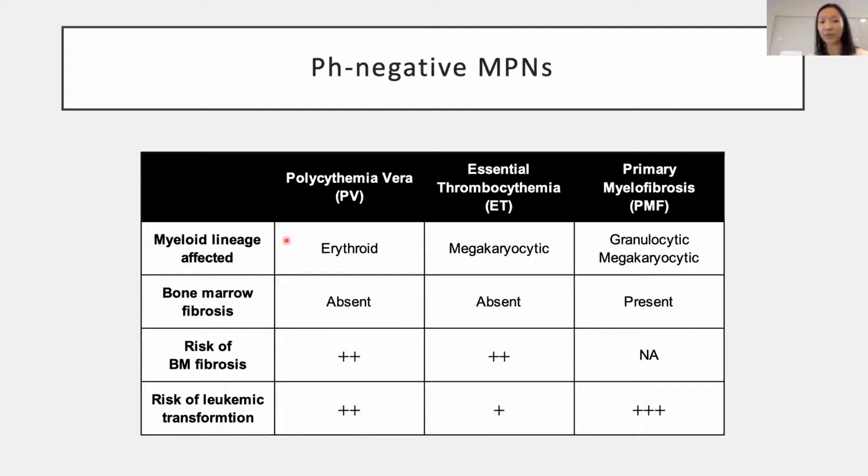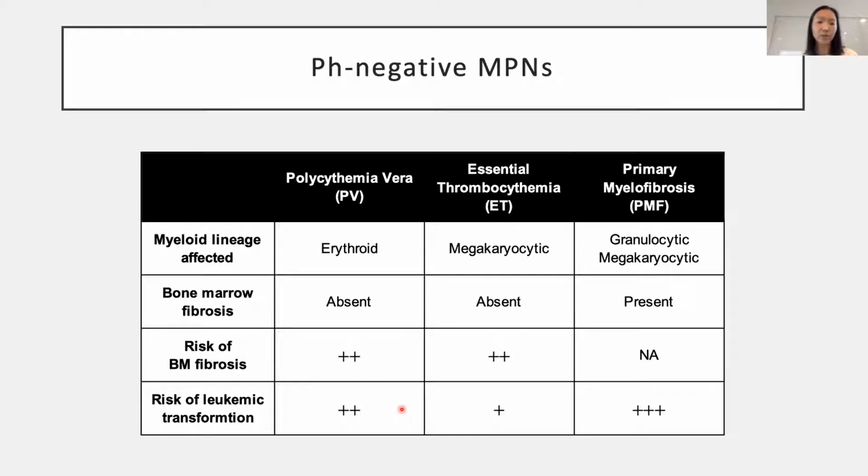ET is characterized by proliferation of the megakaryocytic lineage and overproduction of platelets. In primary myelofibrosis, you can see granulocytic or megakaryocytic proliferation in the bone marrow. However, this particular entity is characterized by the presence of bone marrow fibrosis, which is absent in ET and PV. So although fibrosis is minimal in PV and ET, the risk of developing fibrosis later on in disease is present.